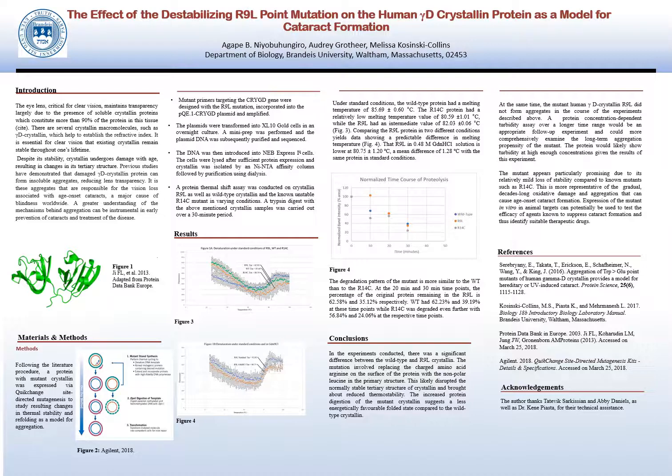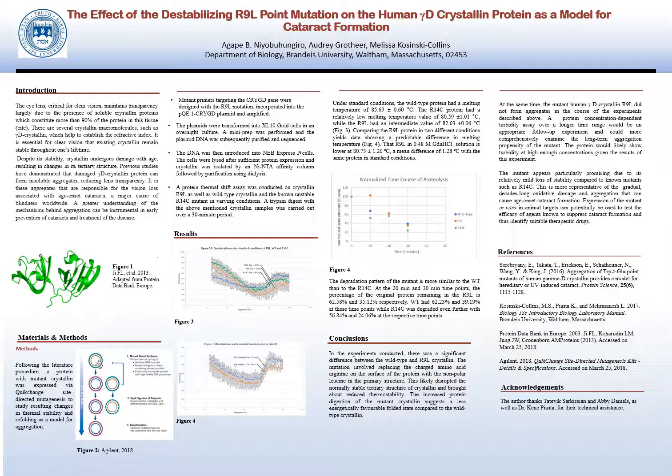The purified human gamma D-crystallin was then subjected to two distinct tests. First, a thermal shift assay in order to determine its thermal stability and its mean melting temperature, and secondly, a trypsin digest, which was in order to show refolding patterns as well as if there were any aggregation patterns.